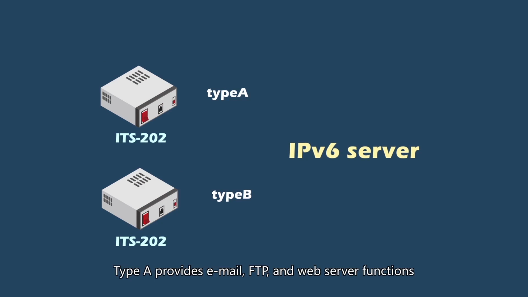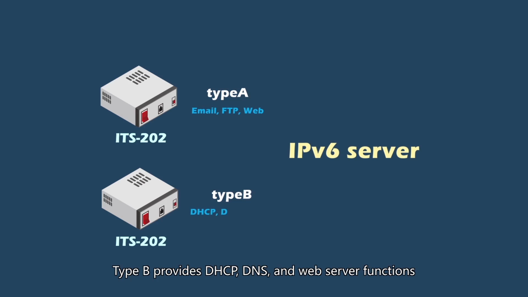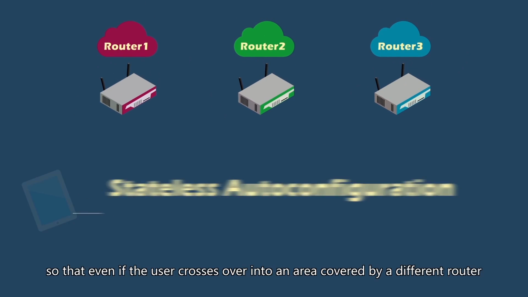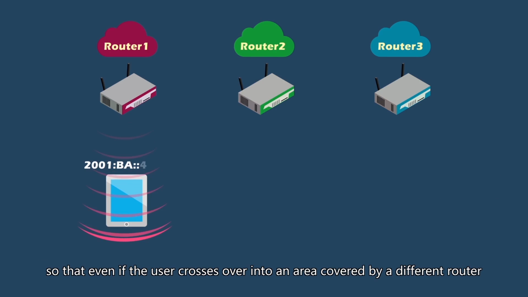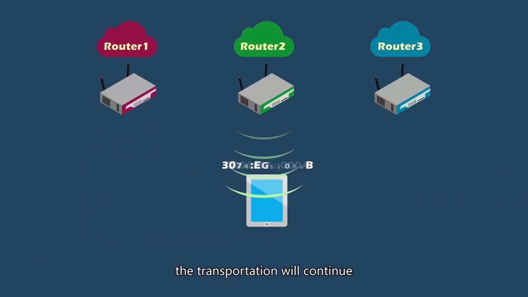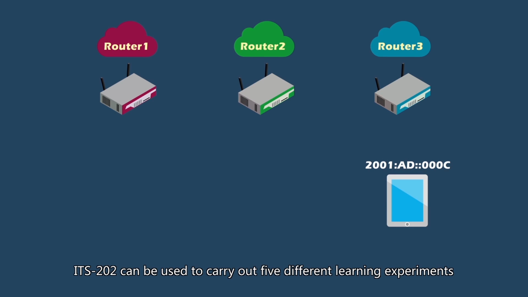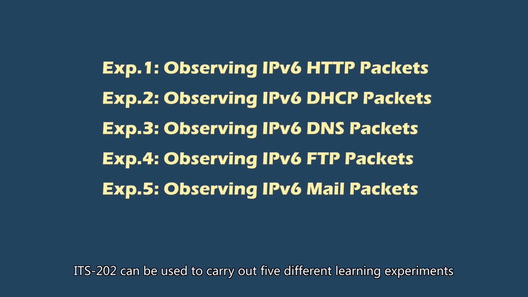Type A provides email, FTP, and web server functions. Type B provides DHCP, DNS, and web server functions. The web server provides stateless auto-configuration so that even if the user crosses over into an area covered by a different router, the transportation will continue. ITS 202 can be used to carry out 5 different learning experiments.